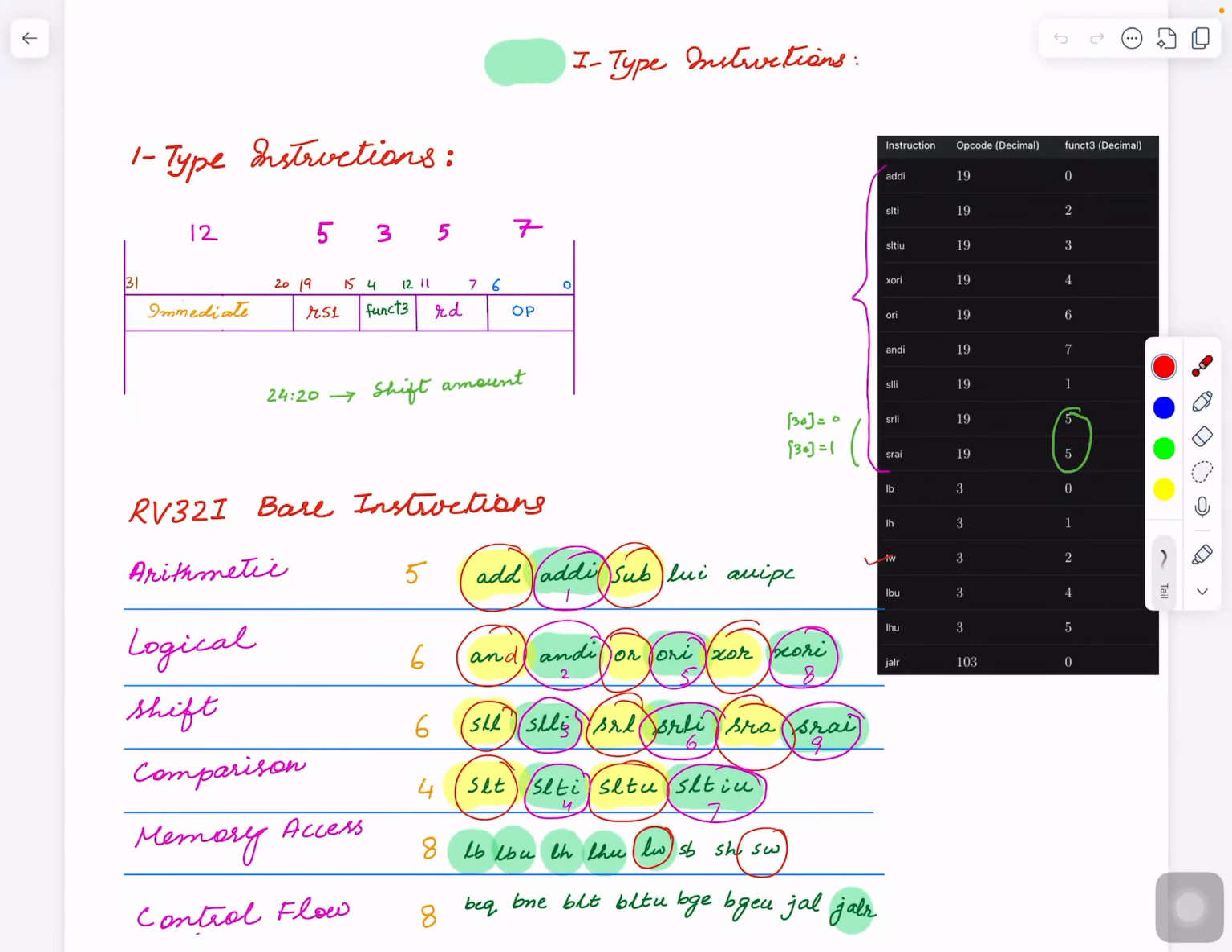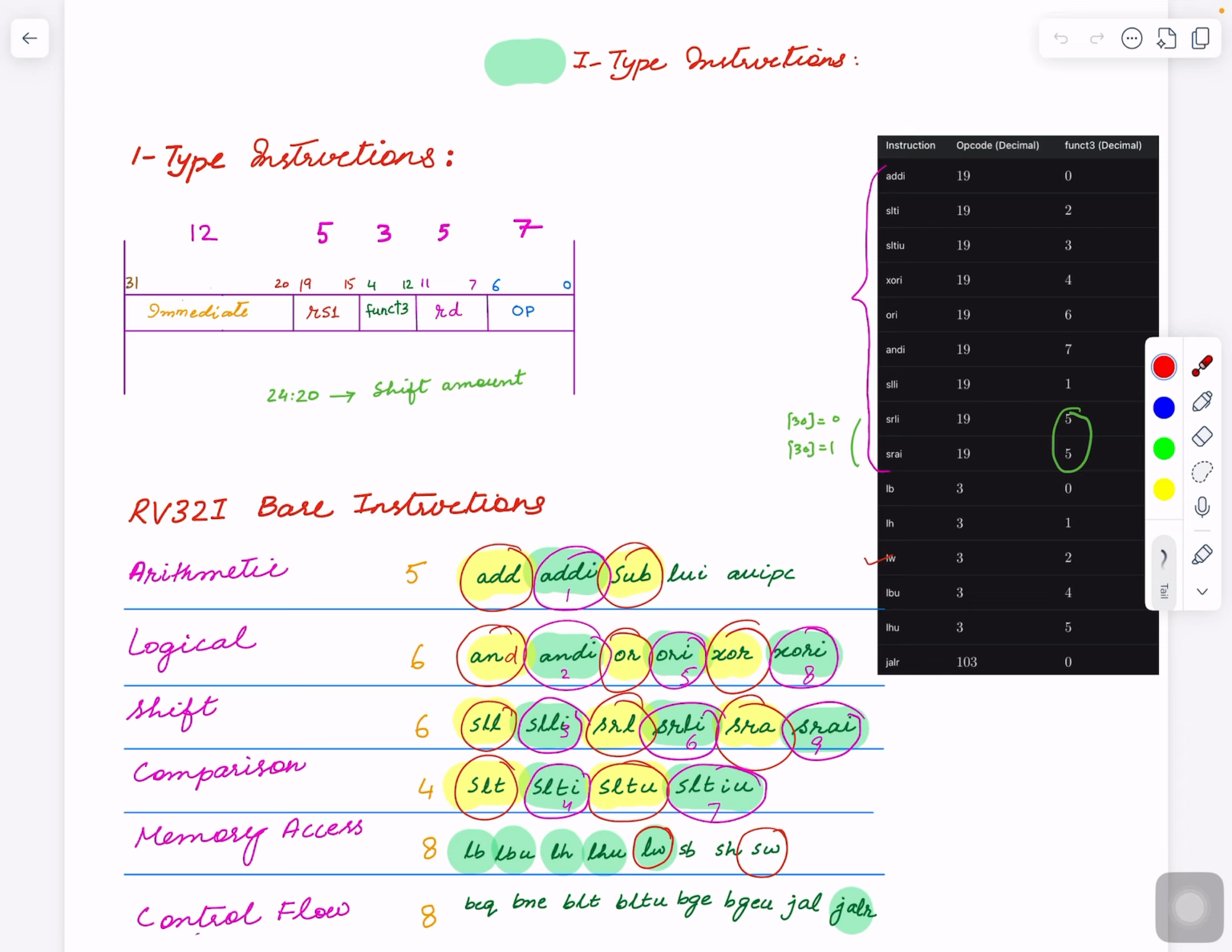In our microarchitecture series, we are building a hardware block diagram for all the 37 base RV32I instructions. And today we are going to create the microarchitecture block diagram, or finish it, for the majority of the I-type instructions. So just a quick overview of what instructions we have done so far and what we're going to do.